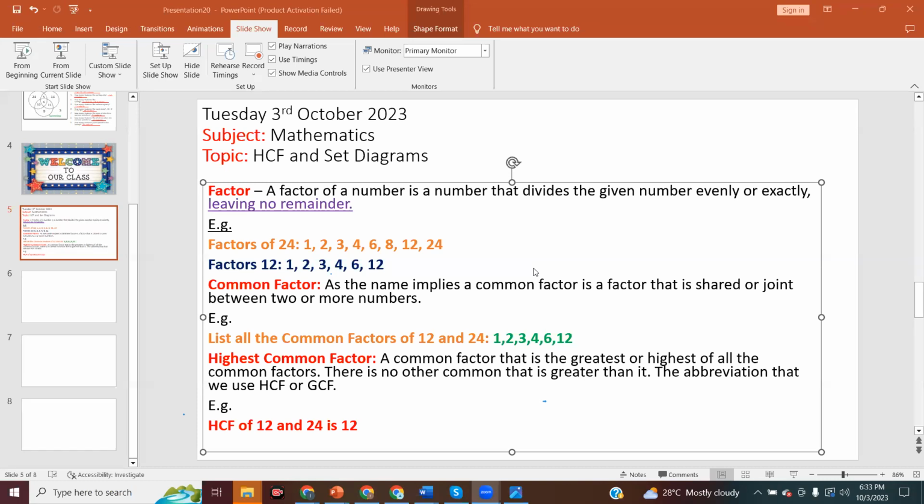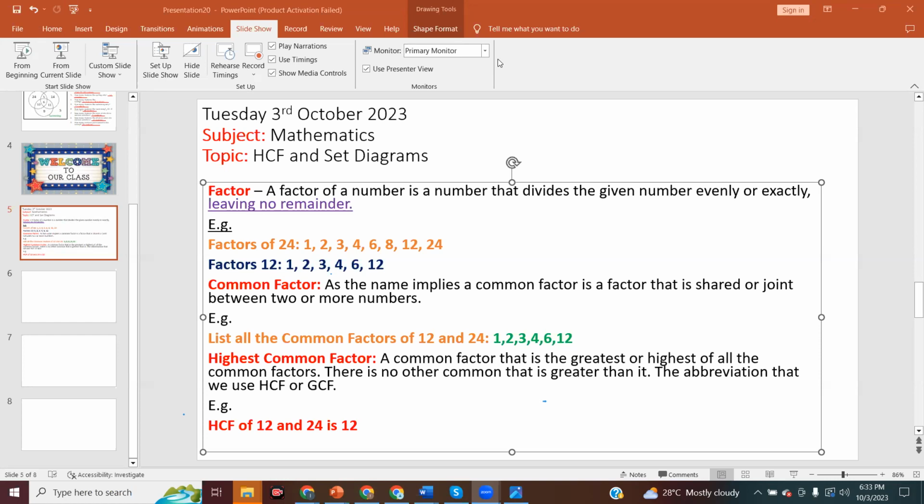So, Kamar, what is a common factor? A common factor is a factor that is shared or joint between two or more numbers. Very good. And Dante, where's Dante? Yes, sir. What are the common factors of 12 and 24? The common factors of 12 and 24 are 1, 2, 4, 6, 12.